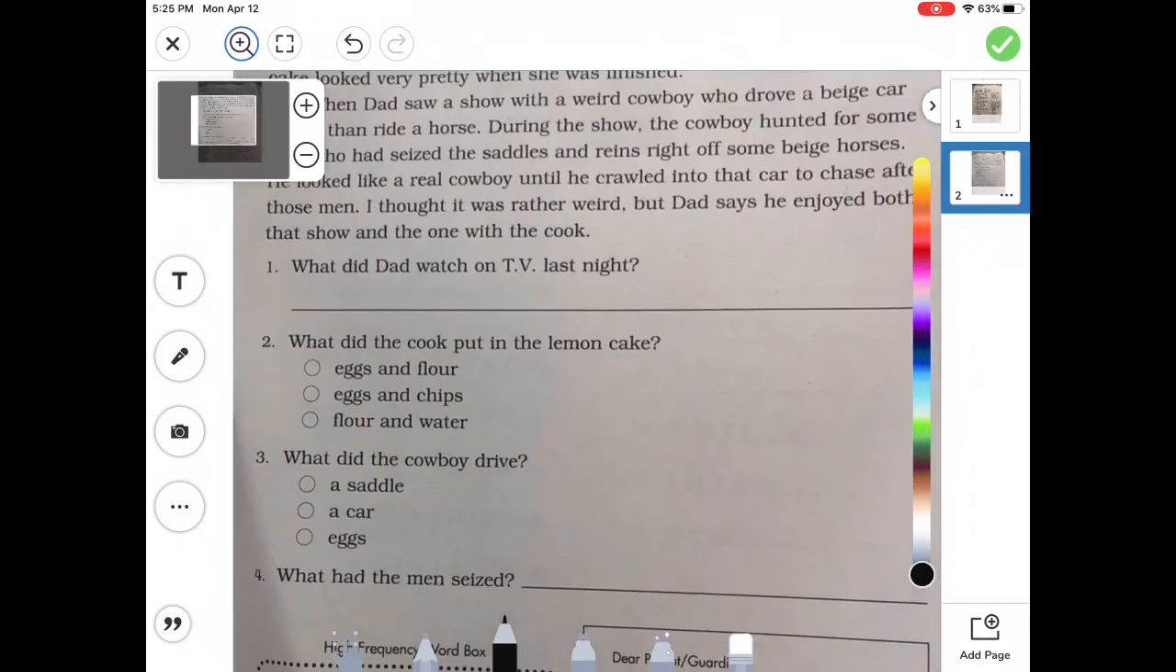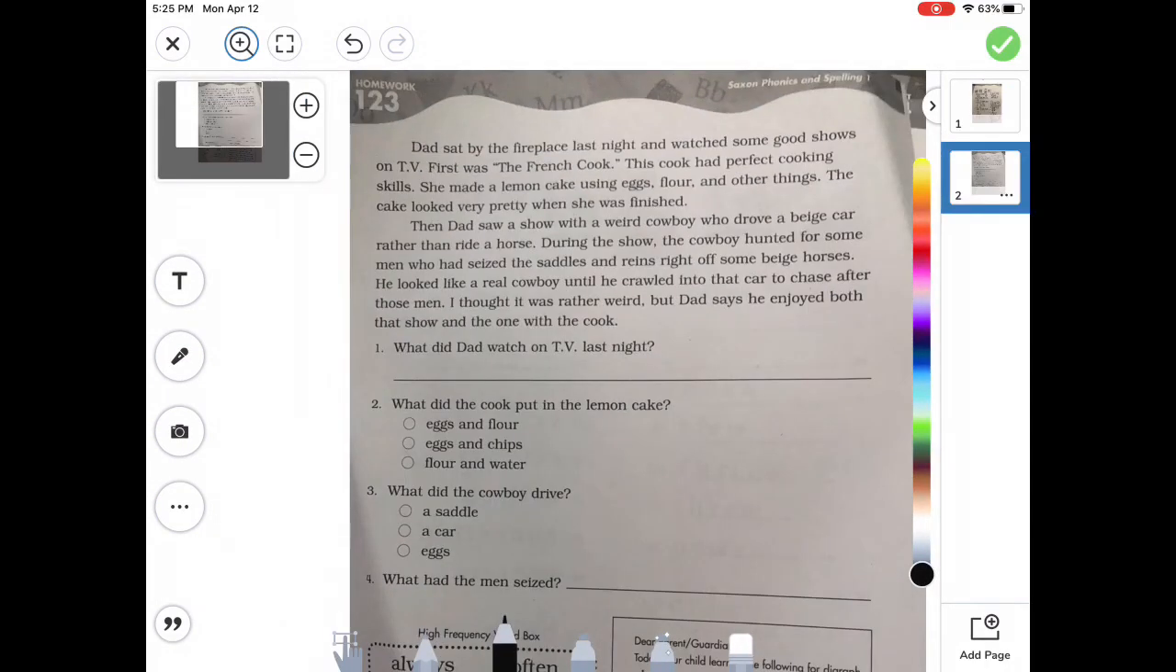All right, on the back, we are going to read this together. Remember, I'm going to highlight my sight words that I already know. So, Dad sat by the fire. Fire, and then this last part is a sight word, place. Last night. And watched some good shows on TV. First was the French cook. This cook had perfect cooking skills.